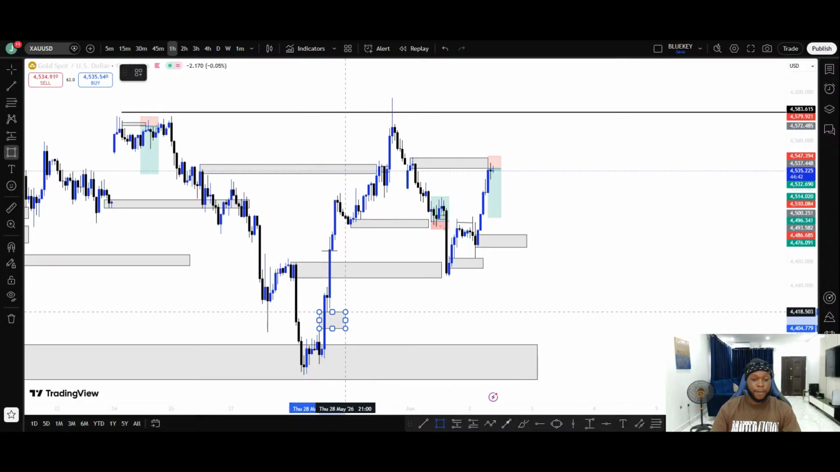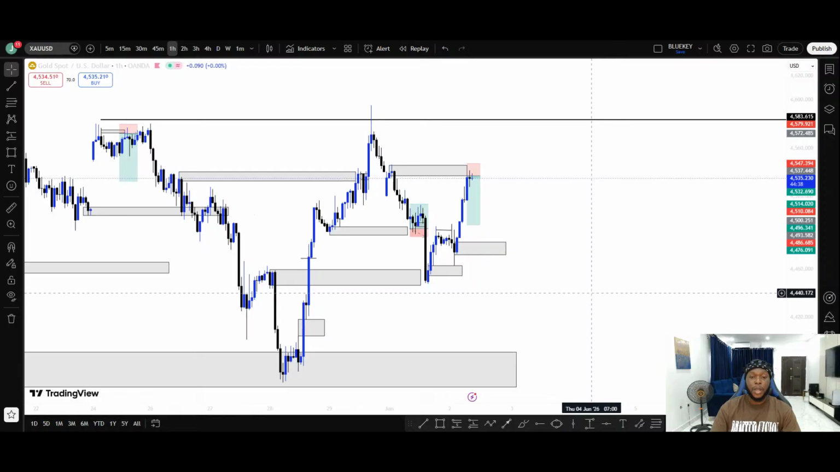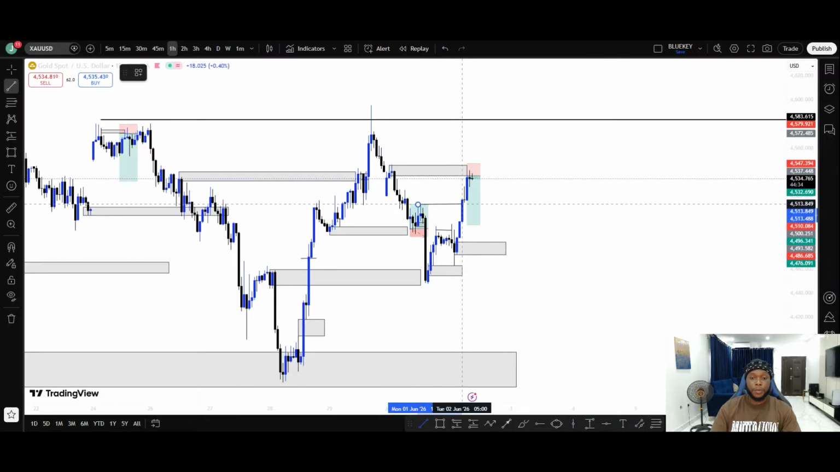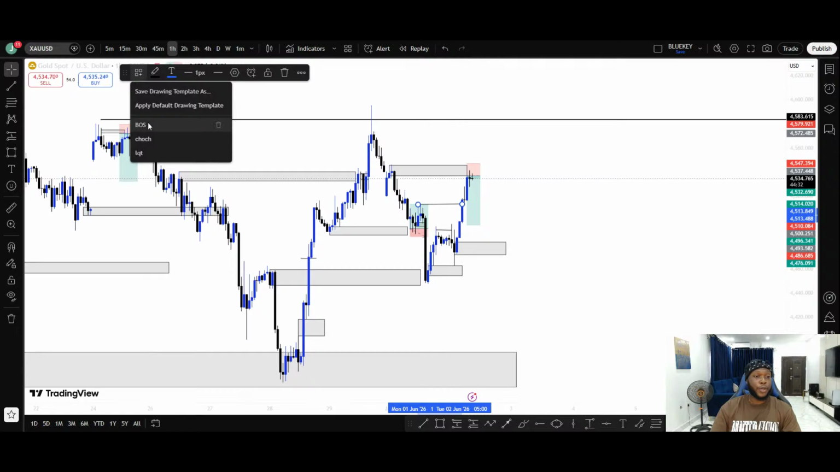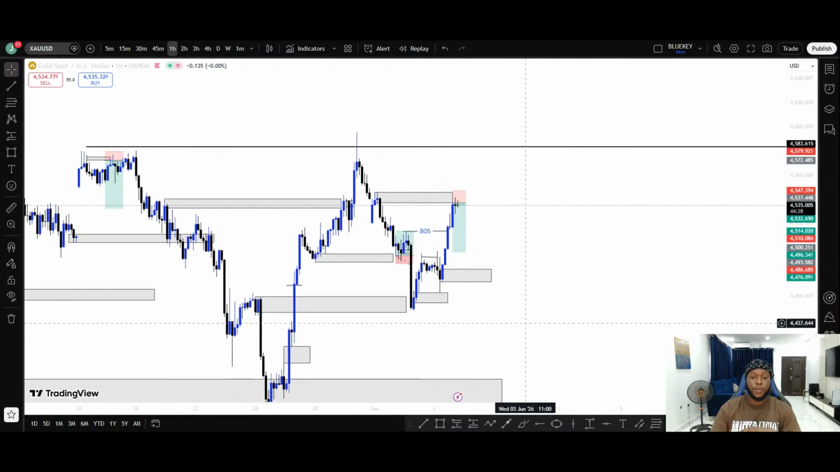This is another FVG right here. But we're going to be working with this major one first. Why? Because we already have a break of structure here, which is like a structural shift to the upside. So now I've created a new impulsive move. This is my first major re-entry.